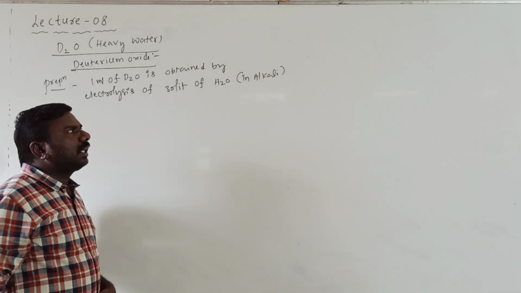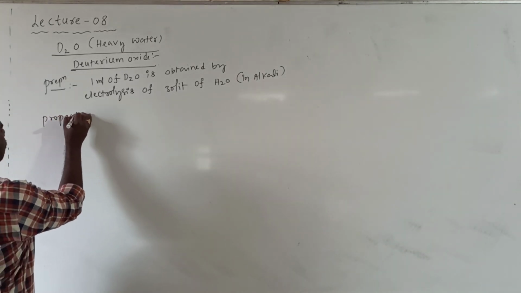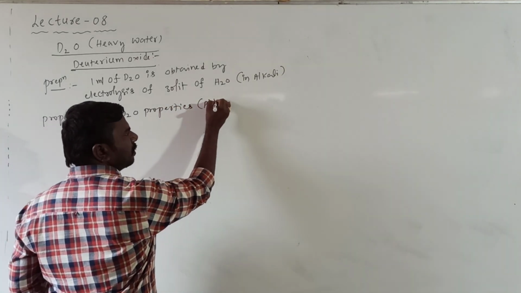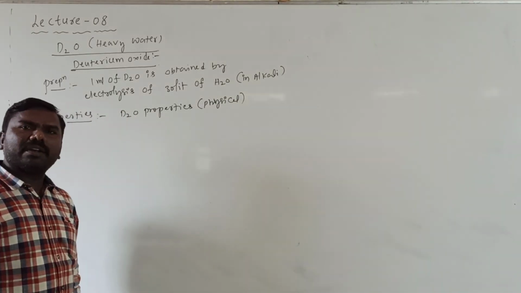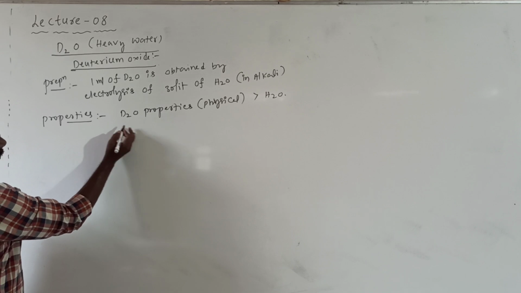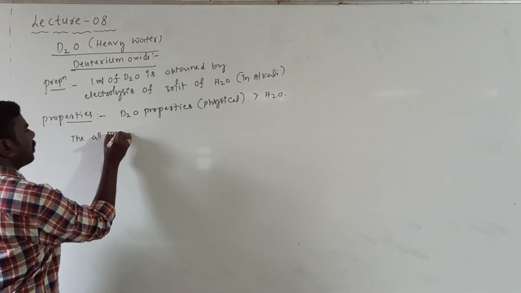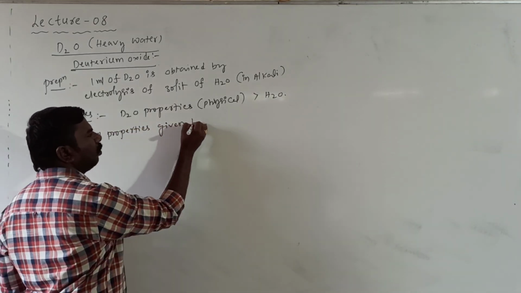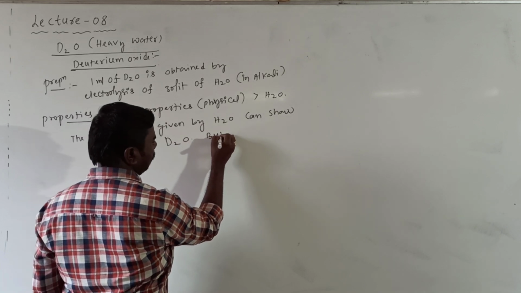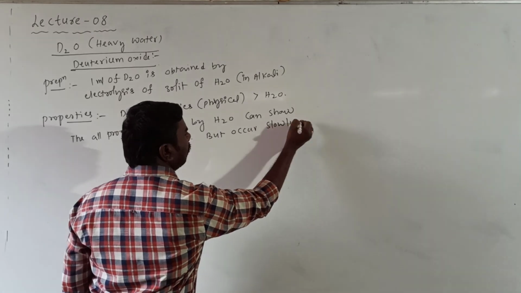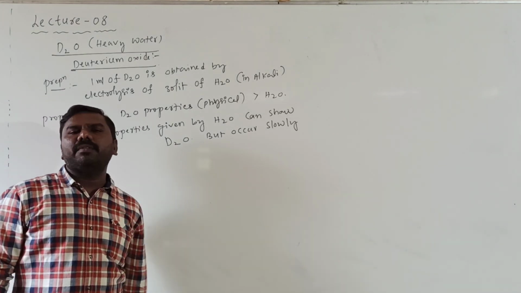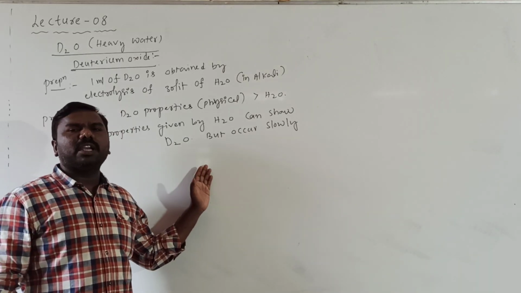Physical and chemical properties. The physical properties of D2O are already given in the second video, you can follow. They are a little greater than those of H2O, a little variation because of the mass. And chemical properties: all the properties given by water can be shown by D2O also, but the reaction occurs slowly because of its mass. Hydrogen 1, deuterium 2. It means all the reactions which are given by water can also be exhibited by deuterium oxide, but it will be very slow.